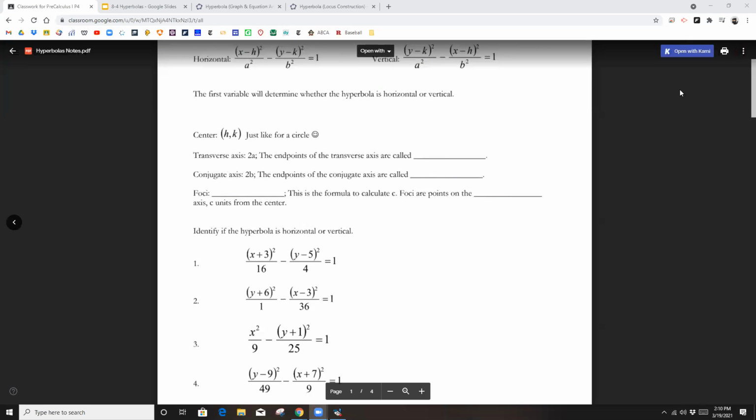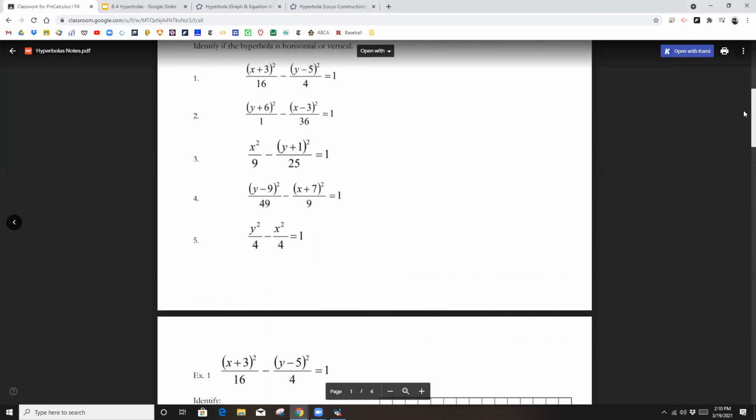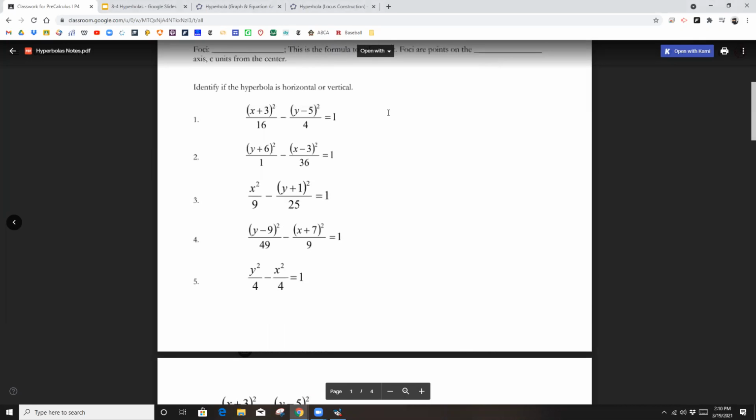All right, so take a few moments and for these five, just decide whether they're horizontal or vertical. And then I will write on my screen which one's which. I'll give you like a minute to try that. So all you gotta do is write horizontal or vertical.